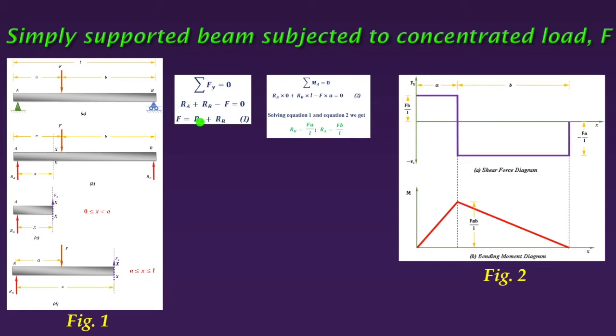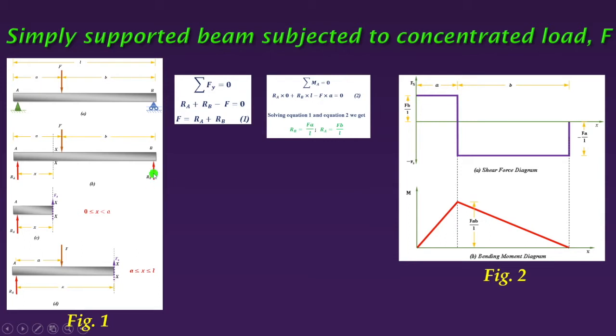The condition is summation of all moments about any point is 0, as it is static equilibrium, meaning there is no rotation. We can measure the moment with respect to any point, maybe A, maybe B, X, or any other point. But for simplicity of calculation, we will consider either point A or B. Let's consider we are measuring summation of moment about point A.